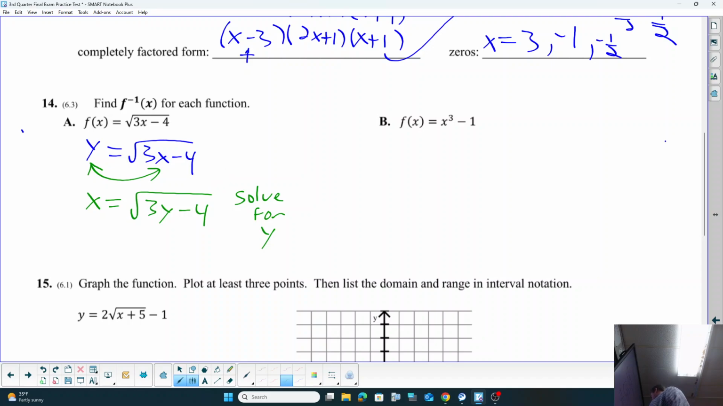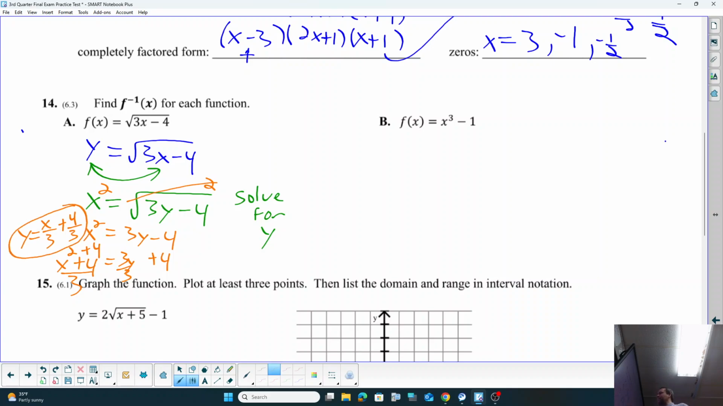Let's use a different color there. So square both sides. And then we have x squared is equal to 3y minus 4. And then we're solving for y, so we're going to add 4 to the other side. So we get x squared plus 4 is equal to 3y. Because we had to add 4 to the other side and then divide by 3. So y is equal to x squared over 3 plus 4 over 3. It's both of them divided by 3, but I just separated it. And that could also be classified as 1/3 with the x squared there.